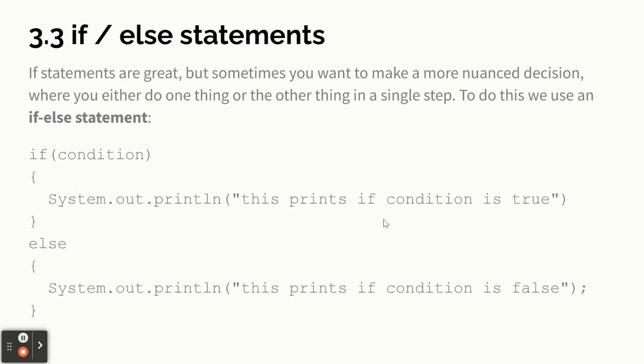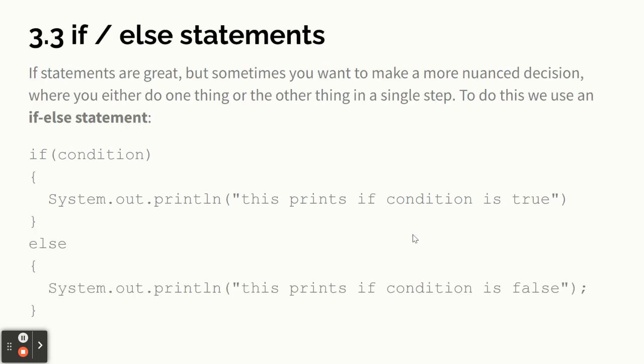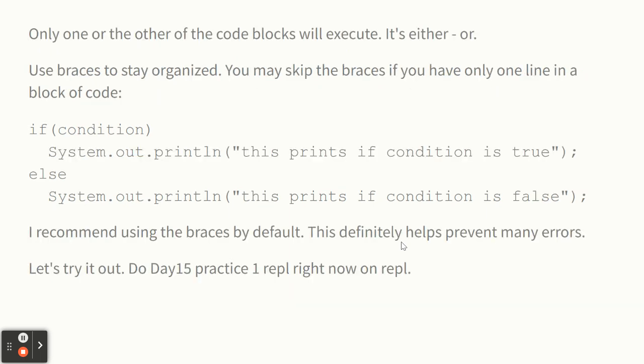You don't think, oh, what if I got through this without triggering? Well, it's either the first thing or by golly, it's going to do the second thing. Only one or the other of the blocks will run. It's either or. And you use braces to stay organized like I did here, or you can skip braces if there's only one command in any particular group. And you can use braces on the if and not on the else, or the other way around. But right here, I'm showing you just what I showed you, but without the braces, which is fine.